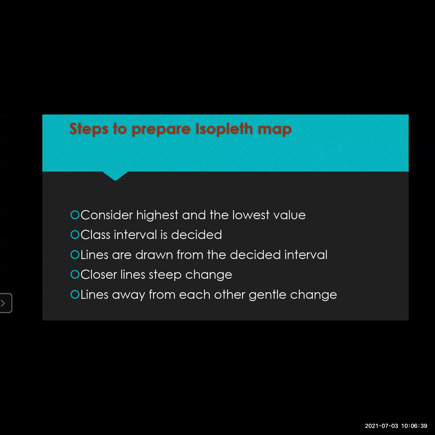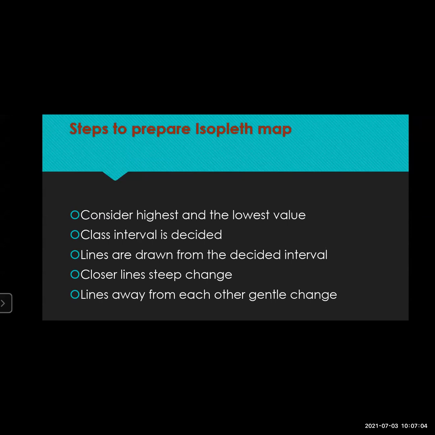What you have to do in the isopleth map, the first thing is that you have to consider the highest and the lowest value, because what type of lines you're going to put, where you're going to give the interval, everything depends on what is your highest value and what is your lowest value. For example, your highest value is 100.